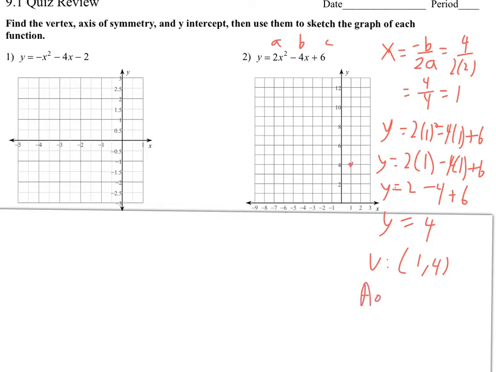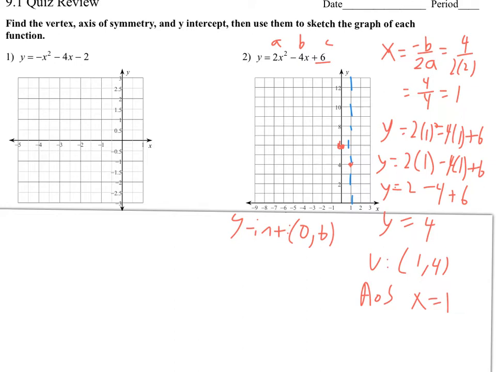My axis of symmetry is always x equals that x value, the vertex. So that one's going to be a vertical kind of imaginary line that goes through the vertex every single time. And that's going to help us finish our graph. And then the last thing we need here is our y-intercept. And our y-intercept here is just always the c value. So I'm going to say it's 0, 6 right there.